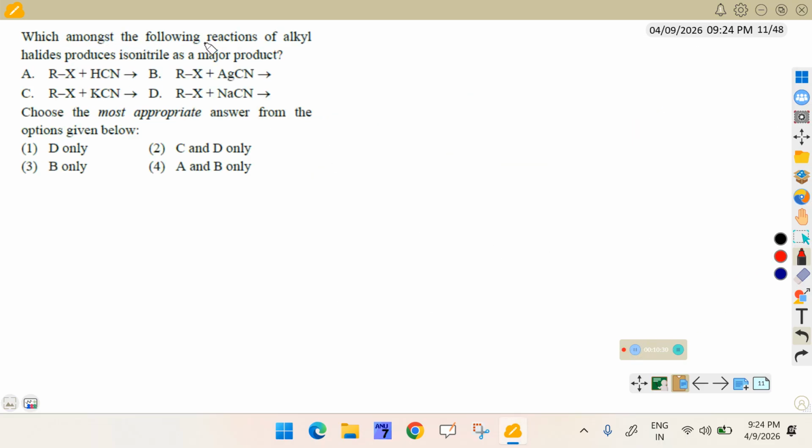Which among the following reactions of alkyl halide produces isonitriles as major product? What we know, alkyl halides react with AgCN, a covalent compound, then it gives isocyanides. Based on that, the third option. KCN gives cyanides because KCN is an ionic compound. AgCN is a covalent compound. That's the reason AgCN gives isocyanide.